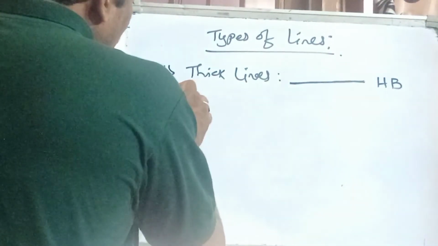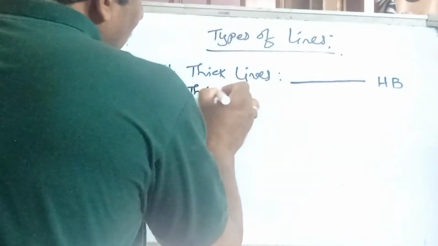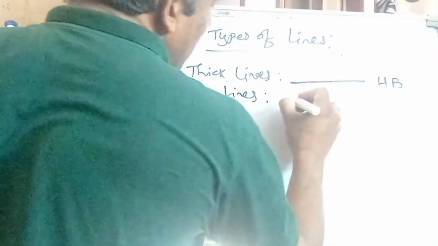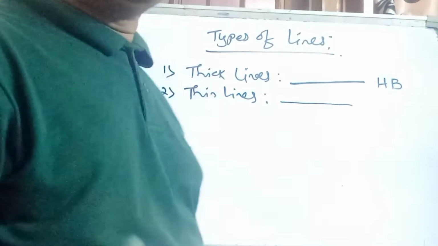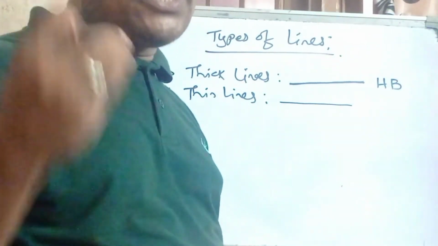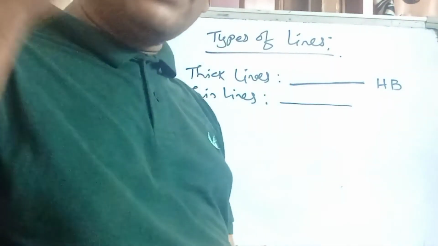And the next one is thin lines. Thin line means it is light lines. So background lines, construction lines, projection lines, and the procedure for drawing the figure.